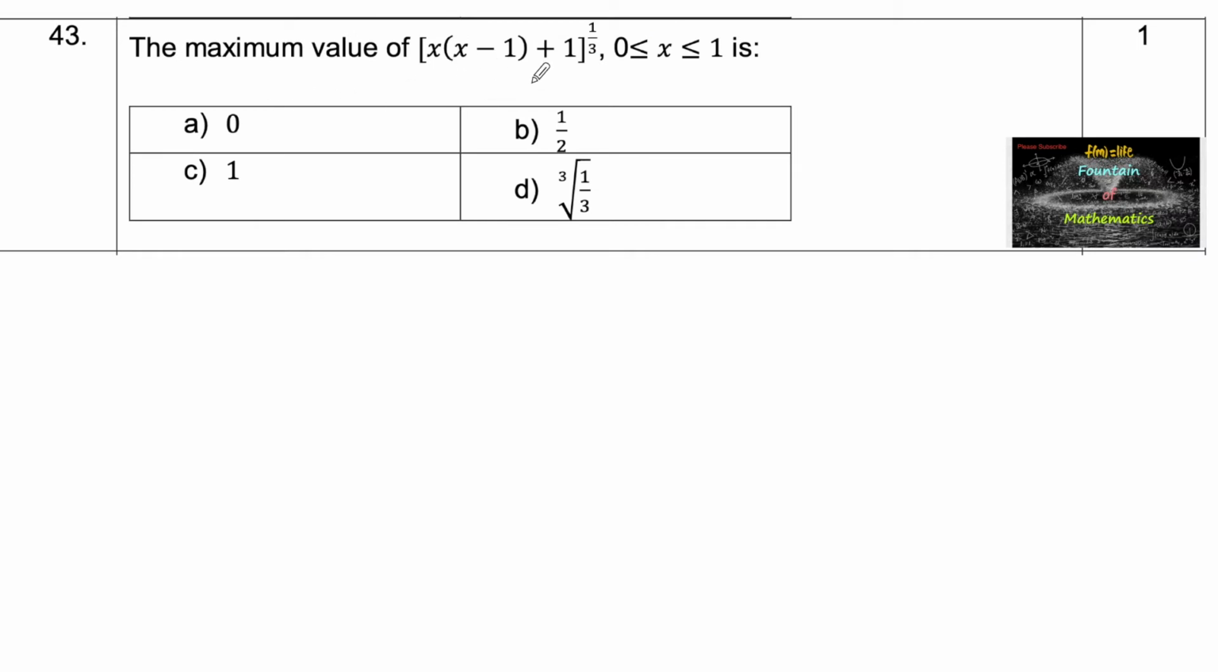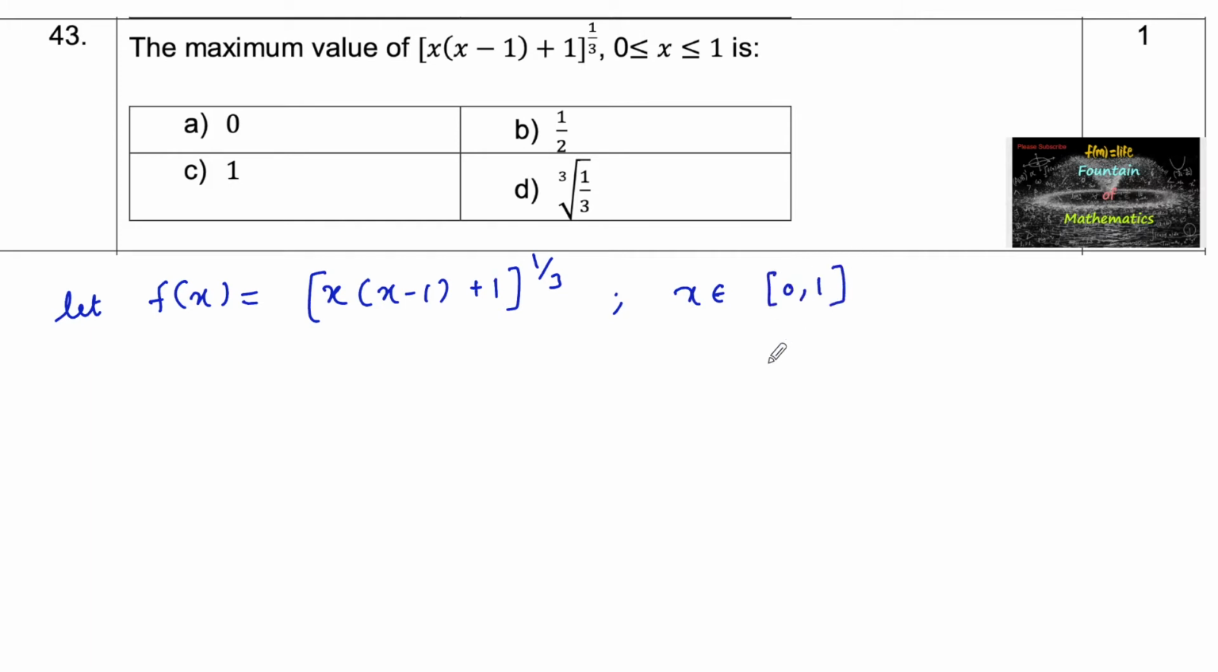The maximum value of [x(x minus 1) plus 1] whole to the power of 1 by 3, where 0 is less than or equal to x less than or equal to 1. So let f of x is equal to [x(x minus 1) plus 1] whole to the power of 1 by 3, where x belongs to the closed interval 0 to 1. So clearly f is a continuous function. It is a continuous function on the closed interval 0 to 1, and f is differentiable.